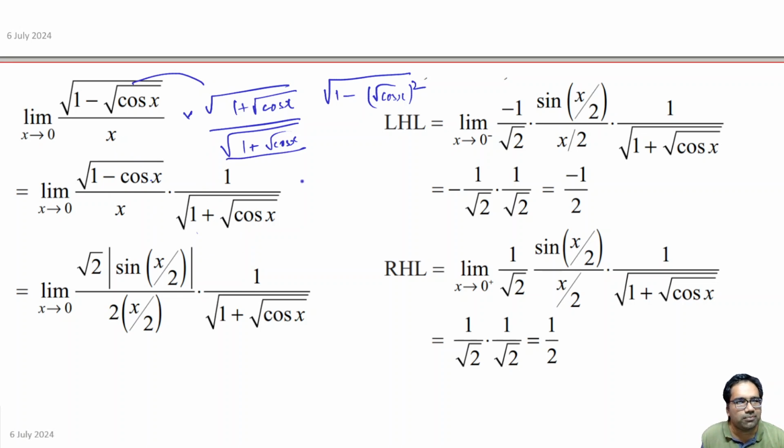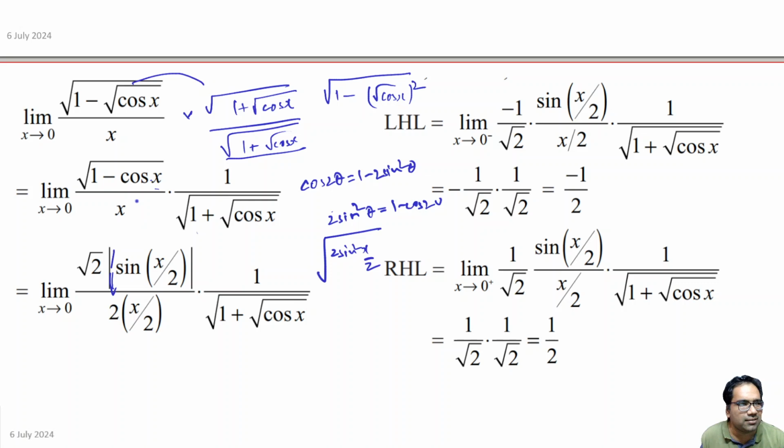Now, cos 2 theta is 1 minus 2 sine square theta. We know this, so 1 minus cos 2 theta is 2 sine square theta. So 1 minus cos x is actually equal to 2 sine square x by 2. The square root of this will be the absolute value, because the square root can be positive only. So this becomes square root of 2 sine square x by 2, which is root 2 into the absolute value of sine x by 2.